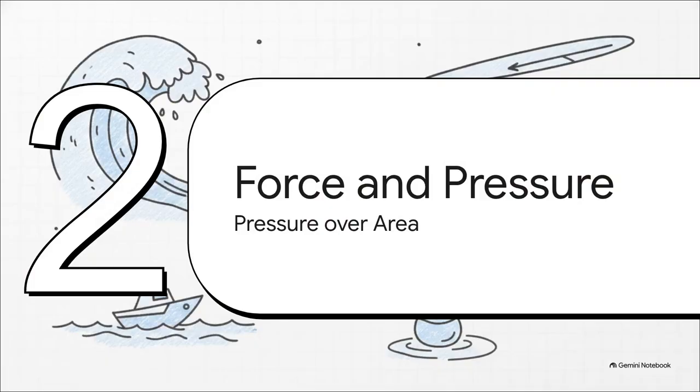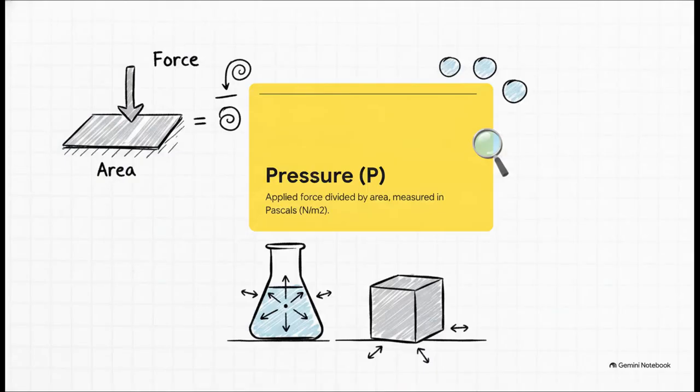Moving right along to Section 3, area, force, and pressure. So, what exactly is pressure? Well, it's just the applied force divided by the area that it's acting upon. We measure this in units called pascals, which are exactly equal to 1 newton of force per square meter. Now, solids exert pressure downwards due to gravity, right? But fluids are special. They uniquely apply pressure in absolutely every single direction.